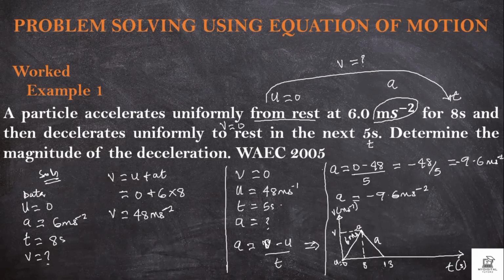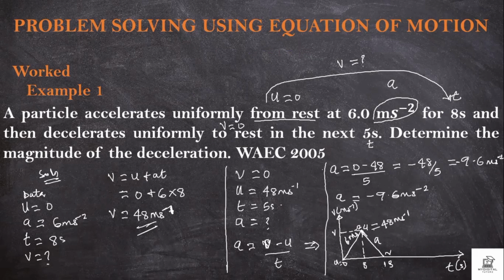So the first thing you do here is to use this value here. You have U, you have A, you have T, you don't have V. So we use this value we have here to get V, which gives us 48 meters per second. So whatever you have here, when it's decelerating, becomes our initial velocity, and here becomes our final velocity. So our initial velocity here, as the body is decelerating, becomes 48 meters per second.